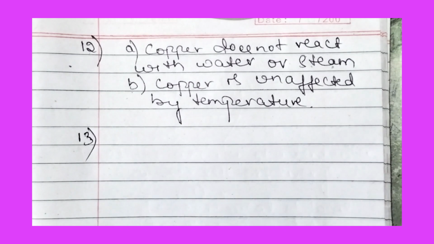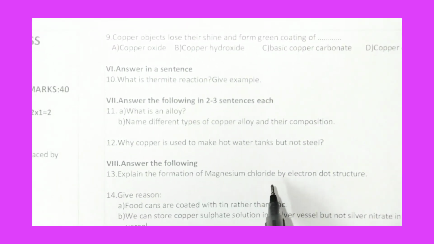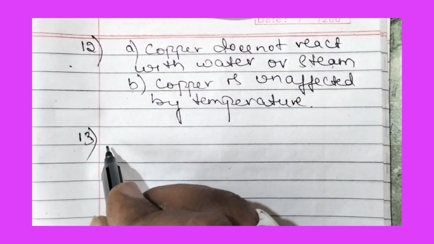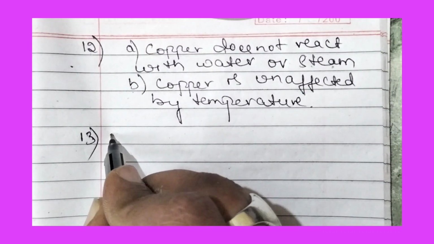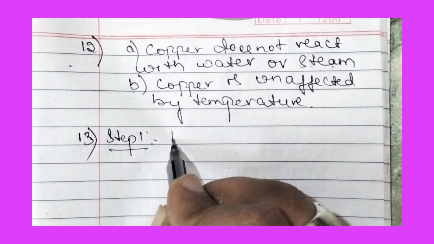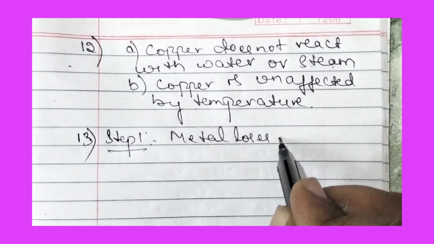Then let us move to the 13th question. Explain the formation of magnesium chloride by electron dot structures. For this question, step number 1 is: metal loses electrons.